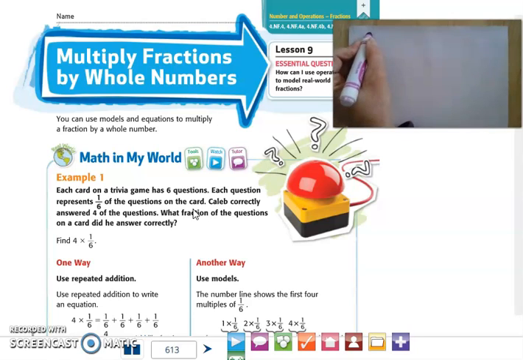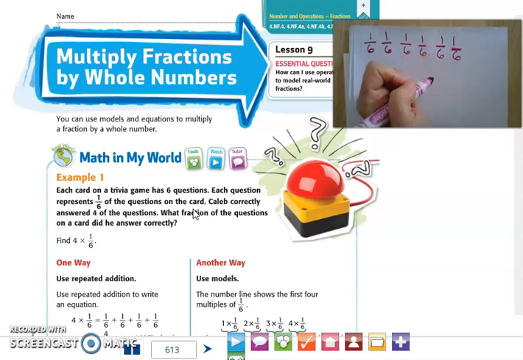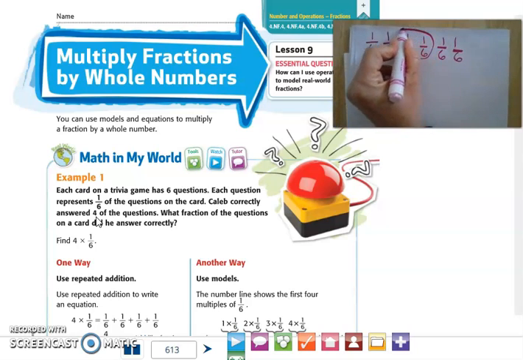If there are 6 questions, each question is worth 1/6. So there would be 1, 2, 3, 4, 5, 6 questions, each of them worth 1/6 of the total. Now, according to this, Caleb correctly answered 4 of the questions. So let's just count 1, 2, 3, 4 of them he answered correctly. What fraction of the questions on the card did he answer correctly?